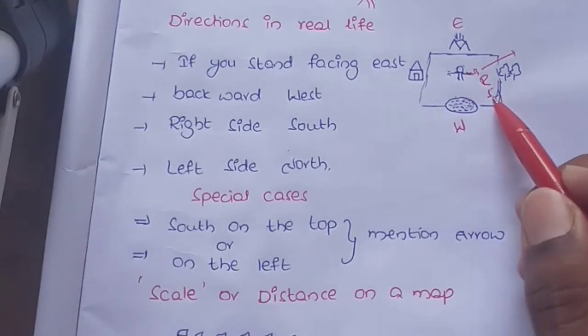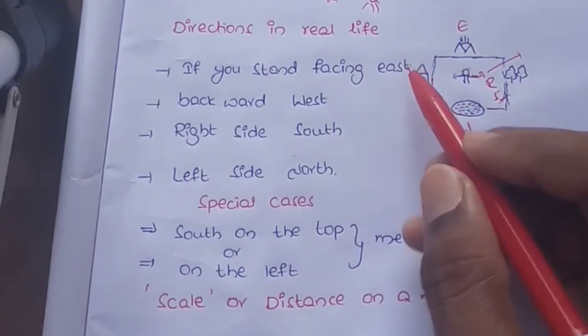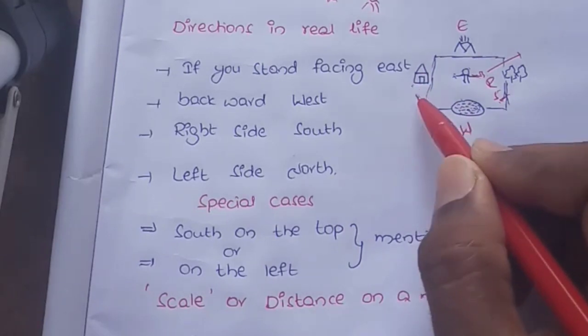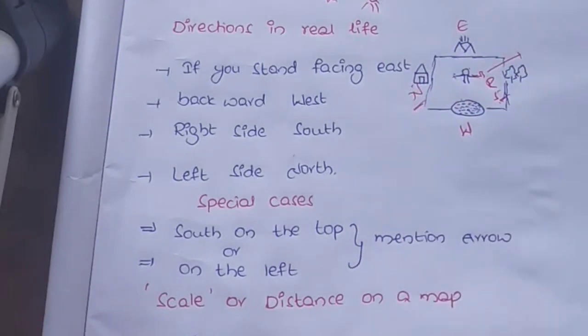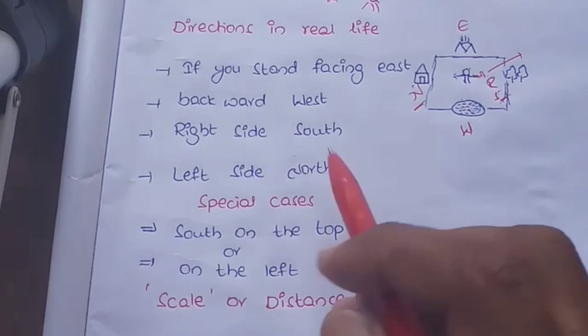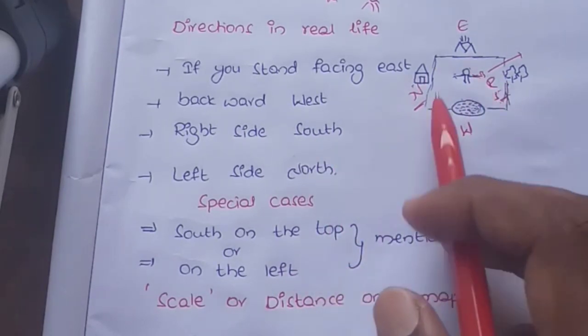So the right side is south direction. The opposite of this is automatically north direction. So this is the way we can easily find directions in real life. So these directions can be changed.